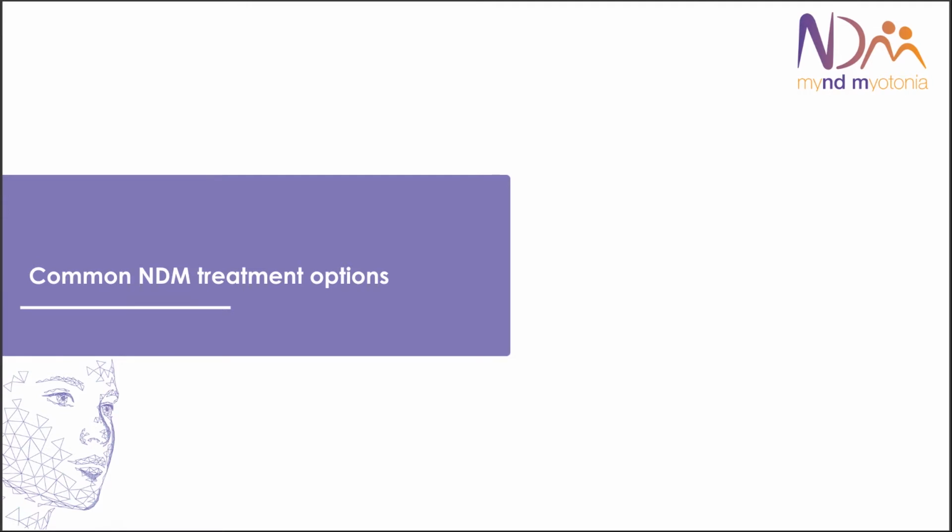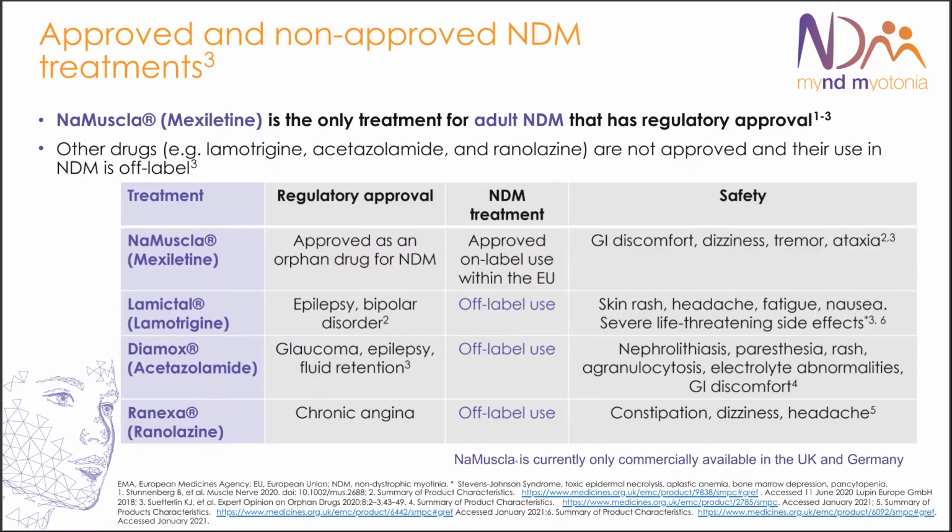So the common NDM treatment options: we have some approved and unapproved NDM treatments. Just to remind that mexiletine is the only treatment for adult NDM that has a regulatory approval. Other drugs are not approved and their use is off-label. Mexiletine has been approved as an orphan drug for NDM, with on-label use only in the European Union, but look to the safety. The side effects are GI discomfort, dizziness, tremor, ataxia.